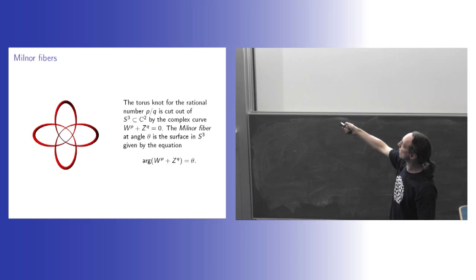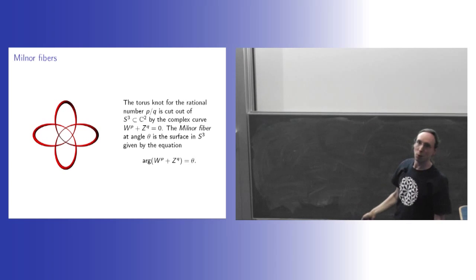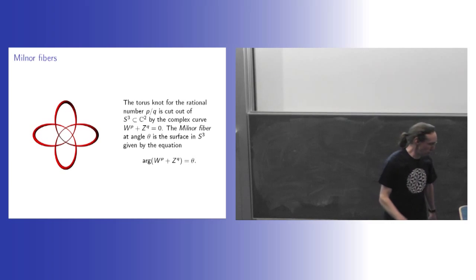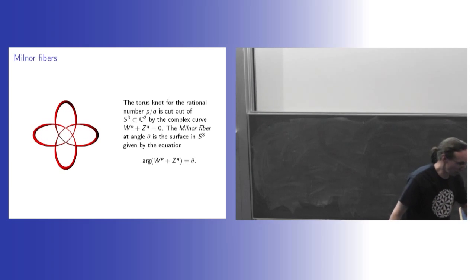And if we look at all the points where the argument is theta, we get a Seifert surface. What does that mean? Who knows? Instead, let me show you some picture of what it looks like.